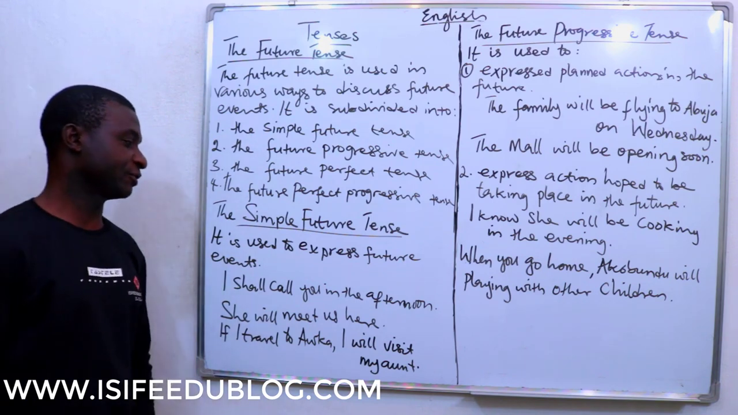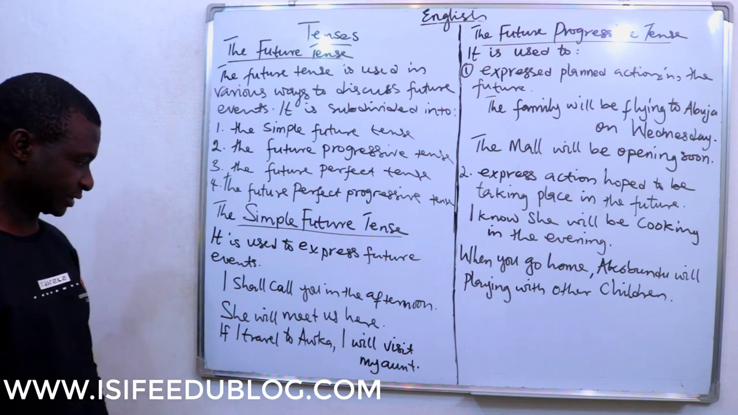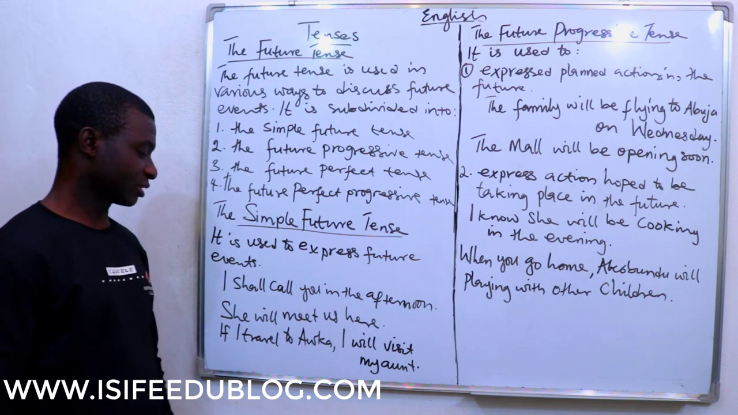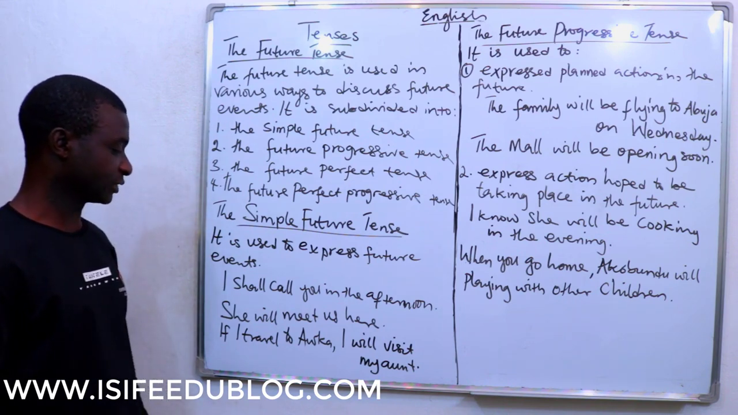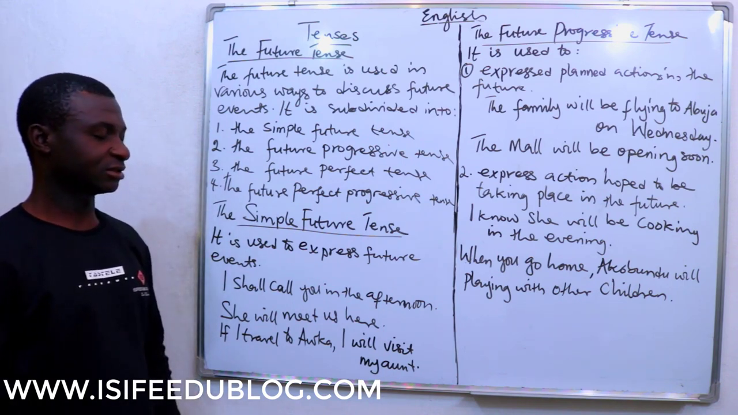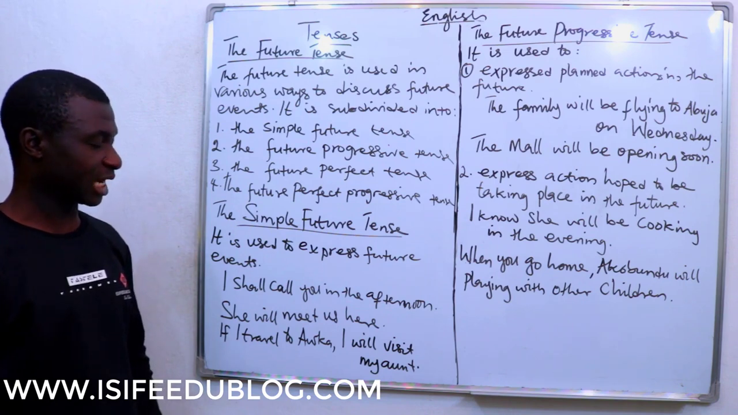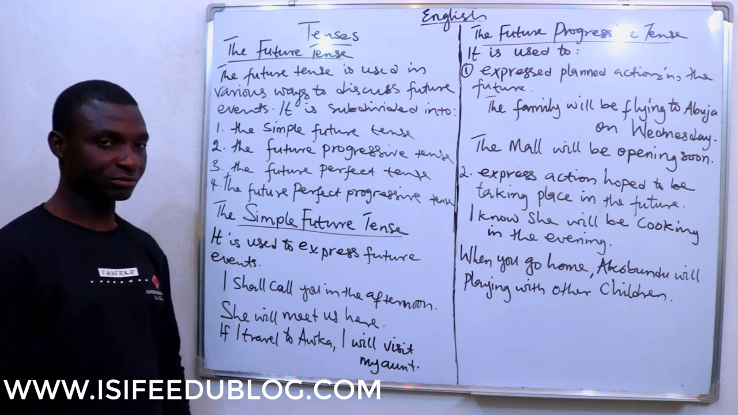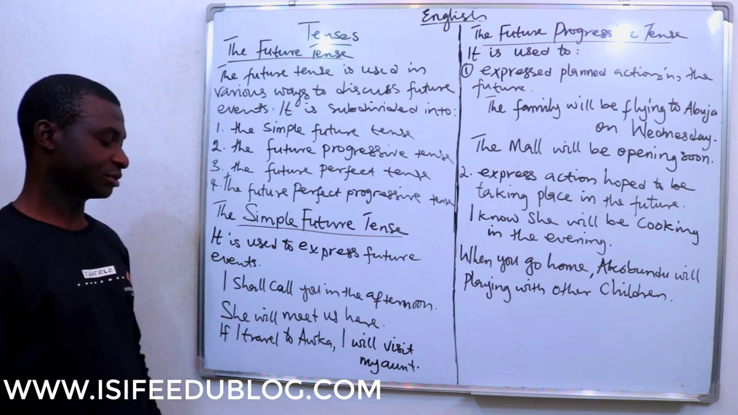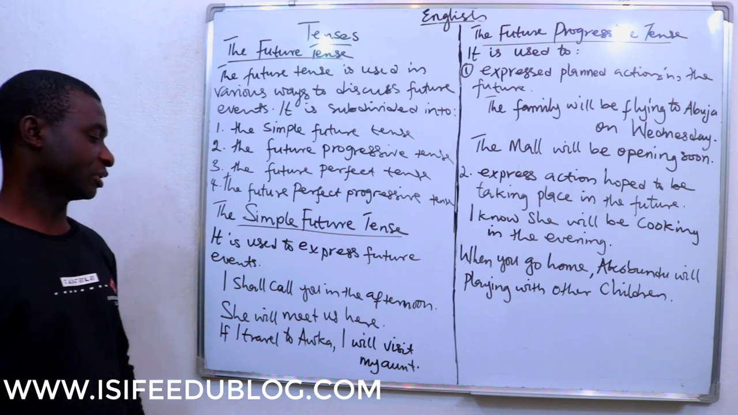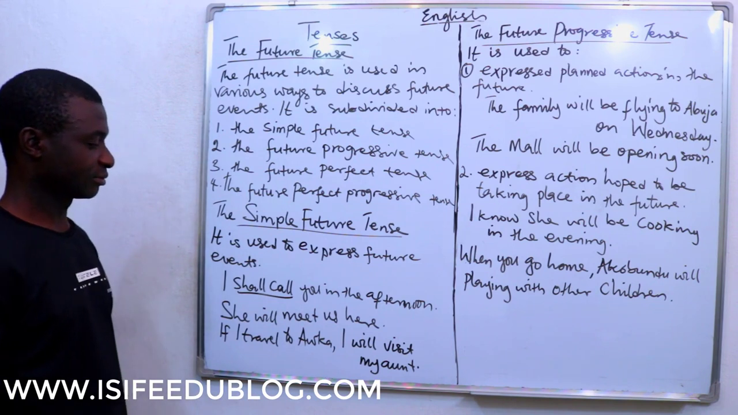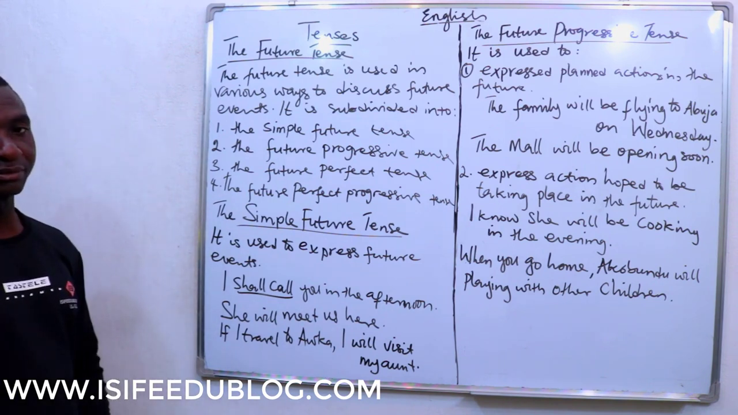So let's take the simple future tense first. It is used to express future events. Simple future tense, usually with will, can, shall, and the main verb. So, I shall call you in the afternoon. That is future simple tense. Shall call. I can do it later. Can do.